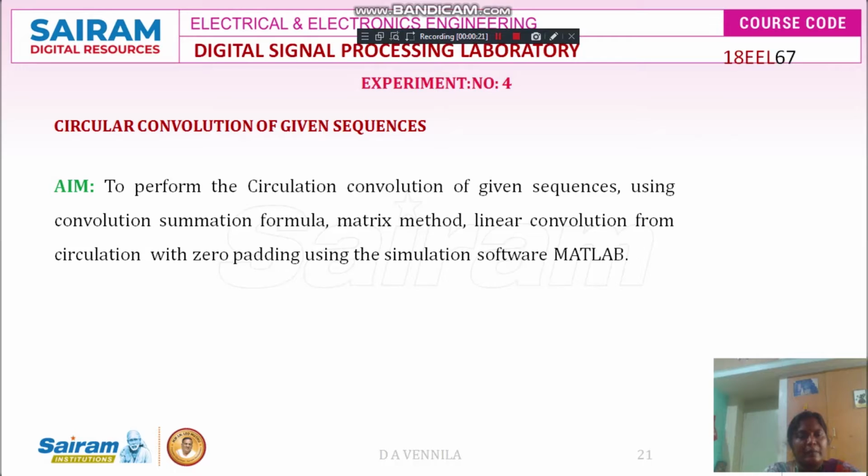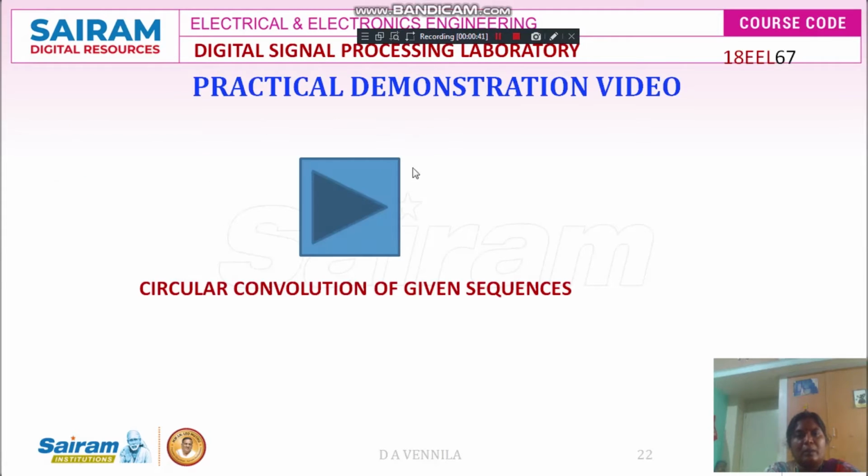The aim of the experiment is to perform the circular convolution of given sequences using the convolution summation formula, matrix method, and linear convolution from circular convolution with zero padding, using the simulation software MATLAB. Now for this experiment I am going to conduct the simulation using MATLAB. So I will show the practical demonstration video now.